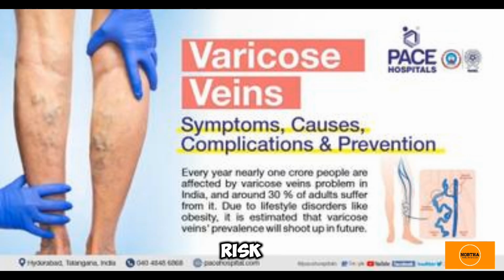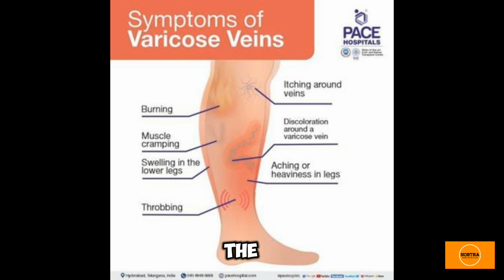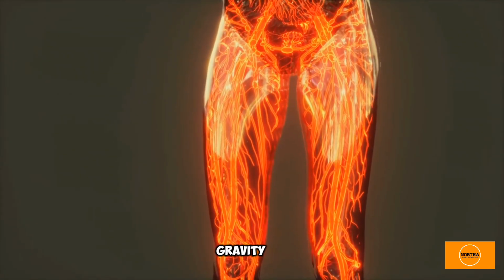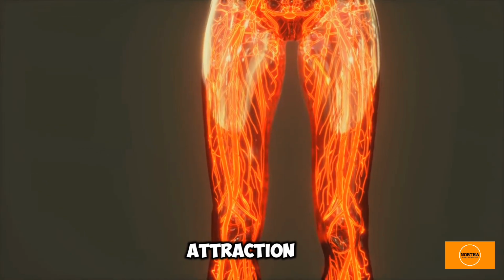Causes and risk factors of varicose veins. The risk of varicose veins increases with age, as the arteries carry blood from the heart to various other tissues in the body, and the veins return blood from different parts of the body to the heart. In order to return blood to the heart, the veins of the legs should work against the force of gravity and the force of attraction.